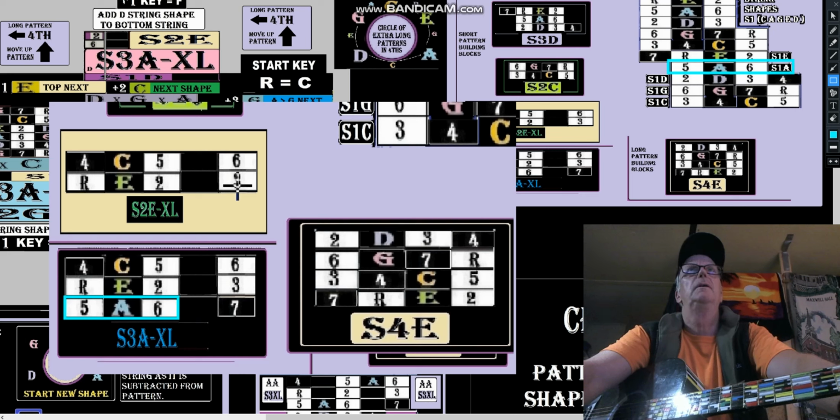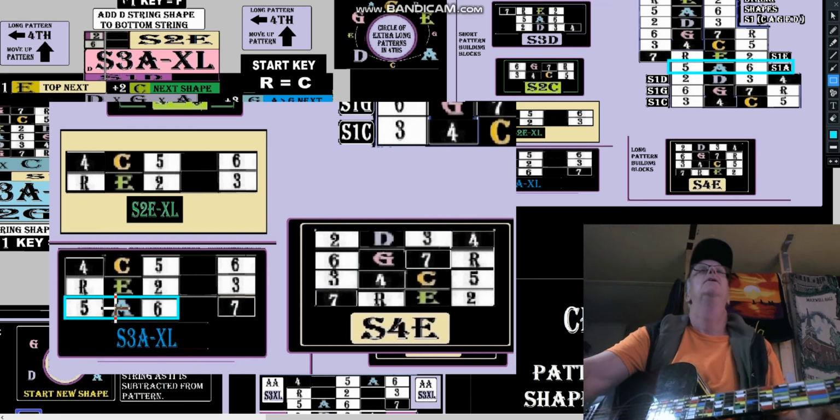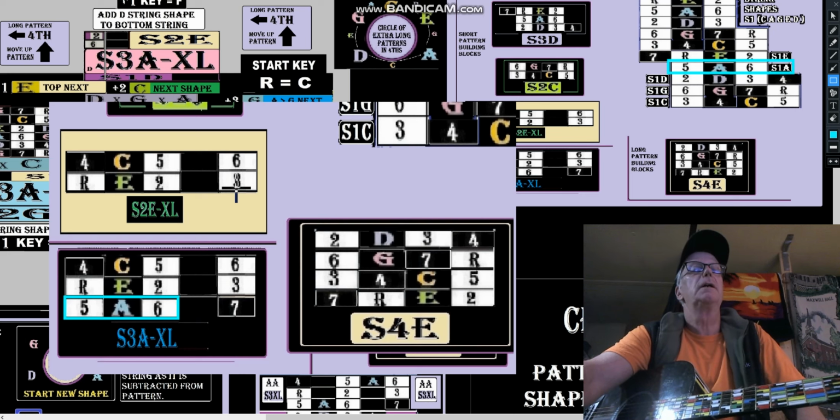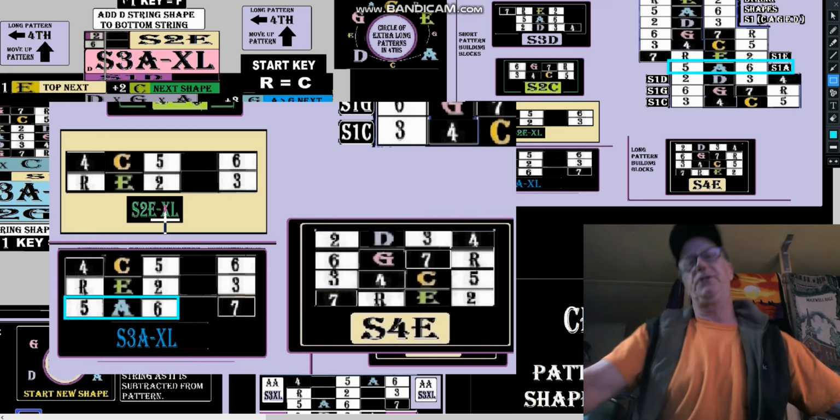Okay? But if we are playing an A pattern, it's not the fourth, it's the fifth, sorry. So if we were to bring the pattern down and bring this E pattern to here, so let's say then the E pattern is the bottom string, it'd be the fifth of that A pattern. So that's why I call it the S2EXL instead of just the R, because it makes more sense.